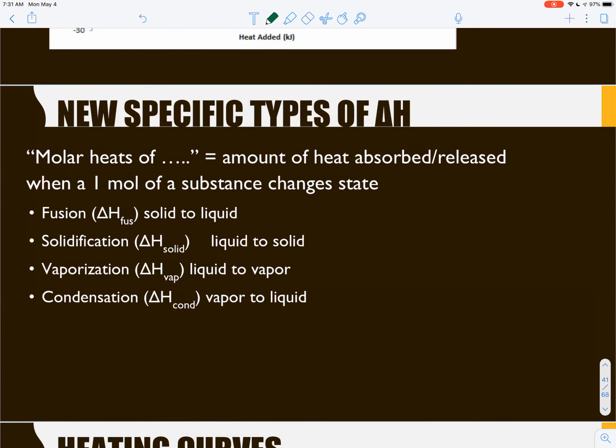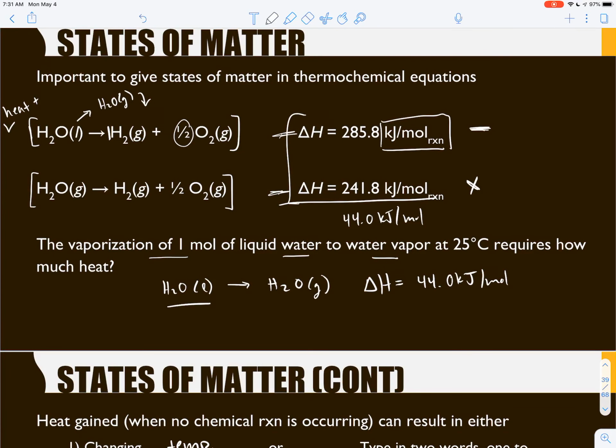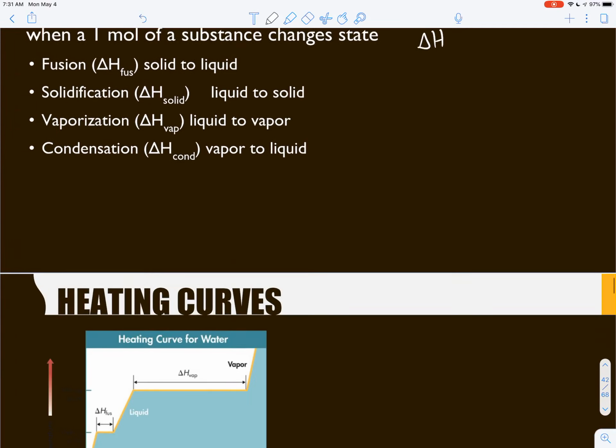Okay, so in this conversation, we introduced a couple new types of delta H. Remember, delta H is the heat of reaction, but you can also have specific delta H's like heat of combustion, heat of solution. Now we have heat of fusion, heat of solidification. So these are specific delta H's that refer to specific reactions. We actually introduced one of them up here. Here we showed liquid water becoming gaseous water. So this was technically heat of vaporization. We just didn't write that. That says VAP for vaporization.